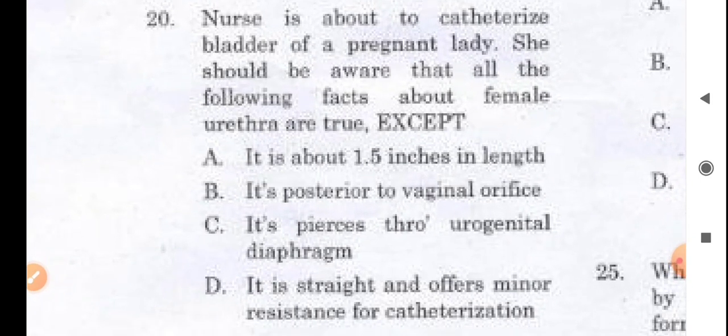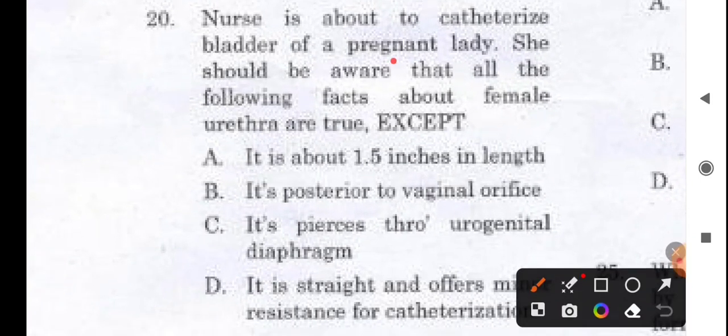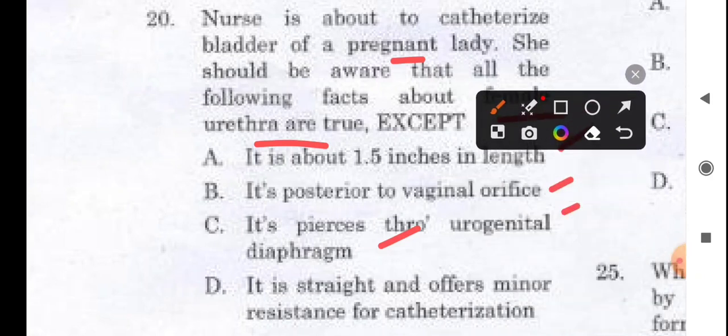Nurse is about to catheterize the bladder of a pregnant lady. She should be aware that all the following facts about the female urethra are true except. Options: it is about 1.5 inches in length, it is posterior to the vaginal orifice, it pierces through the urogenital diaphragm, it is straight and offers minor resistance for catheterization. So friends, please comment your relevant answers.